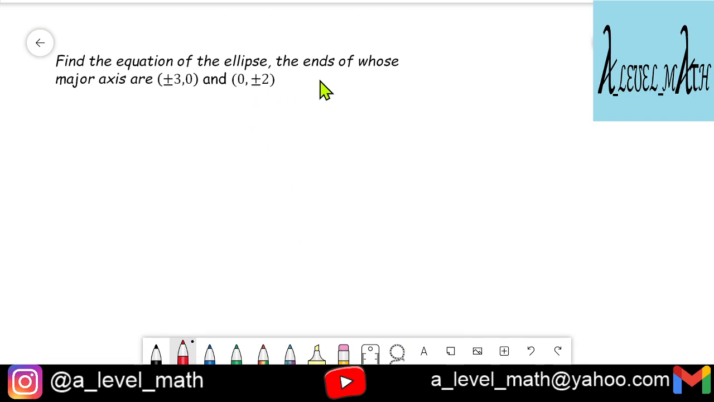Find the equation of the ellipse whose major axis ends are plus minus 3 comma 0 and whose minor axis ends are 0 comma plus minus 2. All right, so we are given the ends. We have to find out the equation of the ellipse, the ends of whose major axis are plus minus 3, and these are the end points of the minor axis, guys.